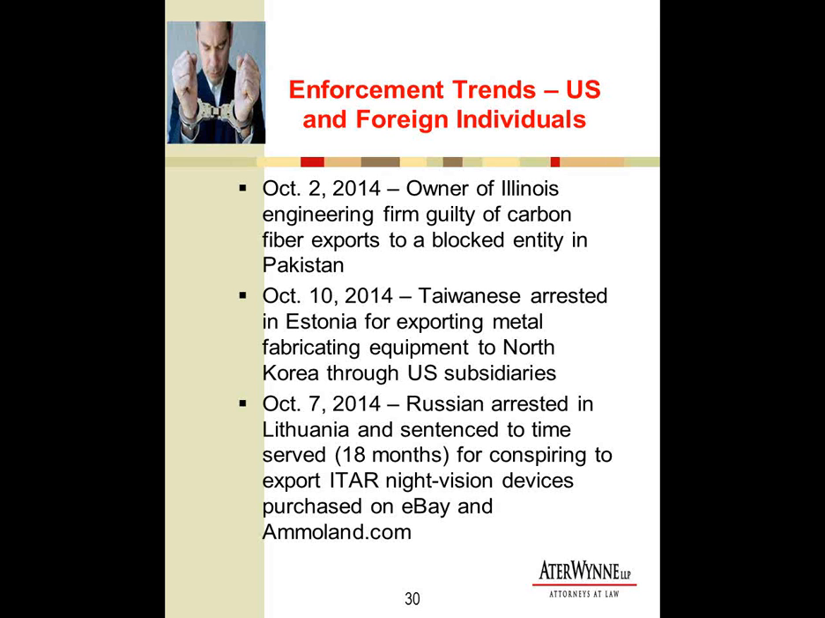So the U.S. is coordinating much more heavily with other foreign enforcement agencies to arrest and to extradite to the U.S. for prosecution foreign citizens who are found to be in violation of the U.S. export control laws. The same thing in this third case of a Russian citizen arrested in Lithuania and sentenced to time served, but that time served was 18 months in U.S. prison for conspiring to export night vision devices.